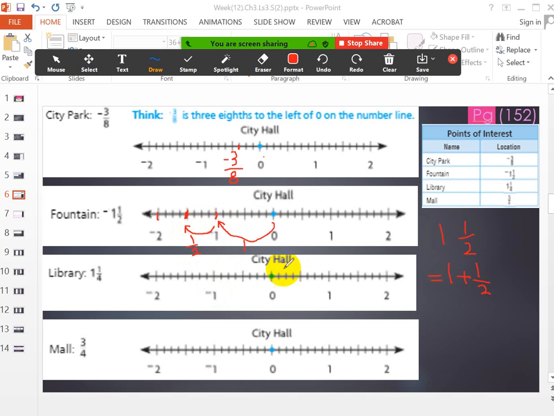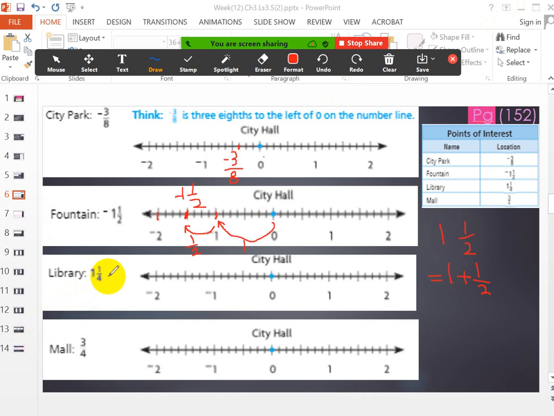Okay, now you understand why we said -1 and 1/2 is between -1 and -2. That's why, because you have to move from 0, -1, then -half. That means in the middle. This number is -1 and 1/2. Okay, now the last one. No, not the last one.